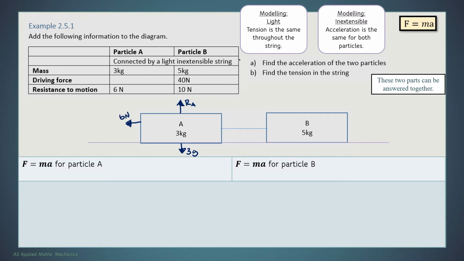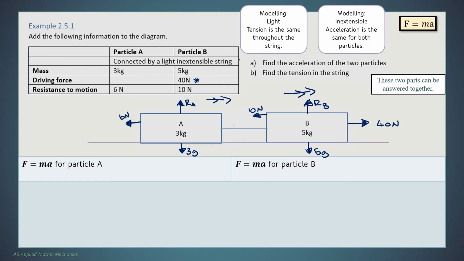Now the reason I know it's going in that direction is because B is the one with the driving force. We don't have a driving force on A, so it must be that B is the particle that's pulling. So we have that driving force going forward, which means the direction of motion is going to the right for each particle. Therefore, resistance has to be going in the opposite direction. So resistance for motion on B is 10. B has a weight of 5g newtons, and there is a reaction. So they're all the forces that we've seen before and that we can pull out of that table.